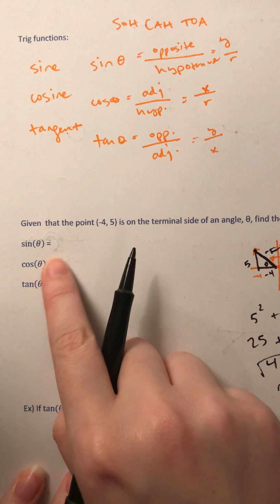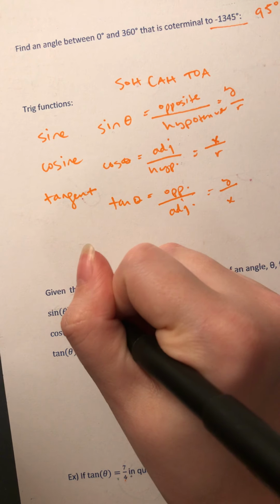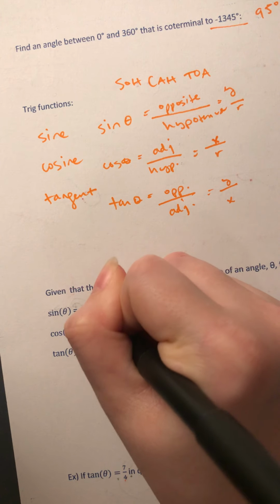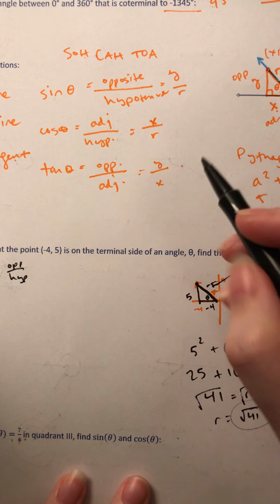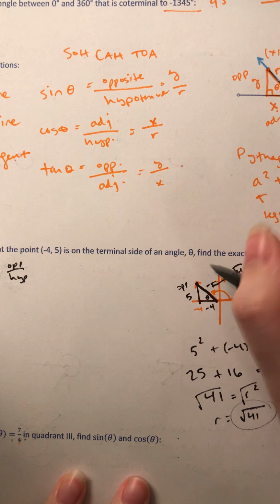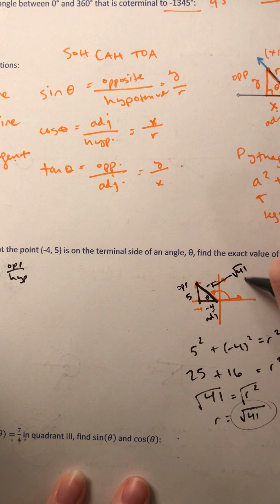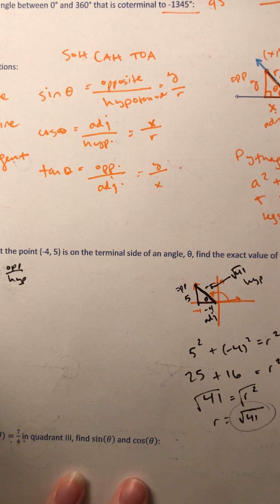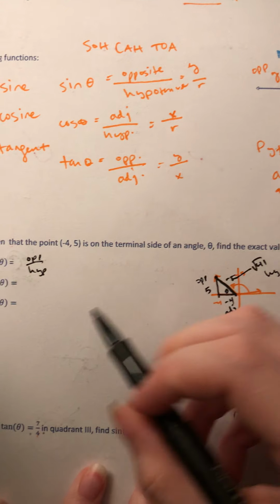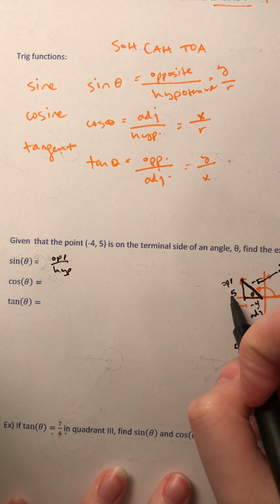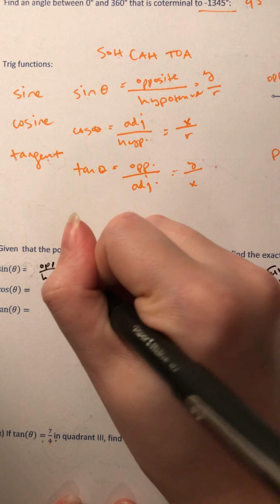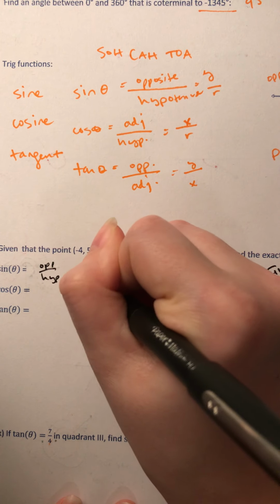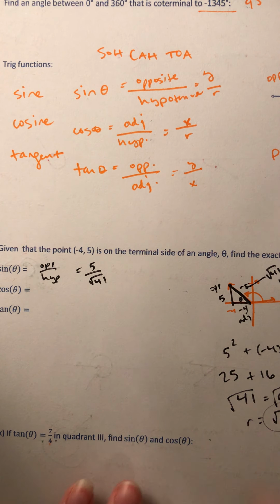So, sine. Well, we know that it's opposite over hypotenuse. The side opposite theta is 5. The side adjacent is -4, and this is my hypotenuse. If you guys need to label your sides, label your sides. So opposite over hypotenuse is 5 over root 41. And that's your answer. That's it.